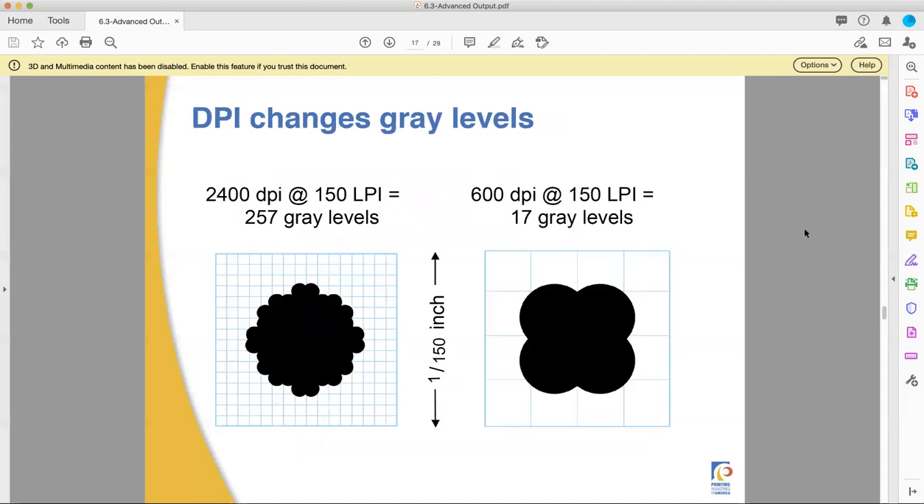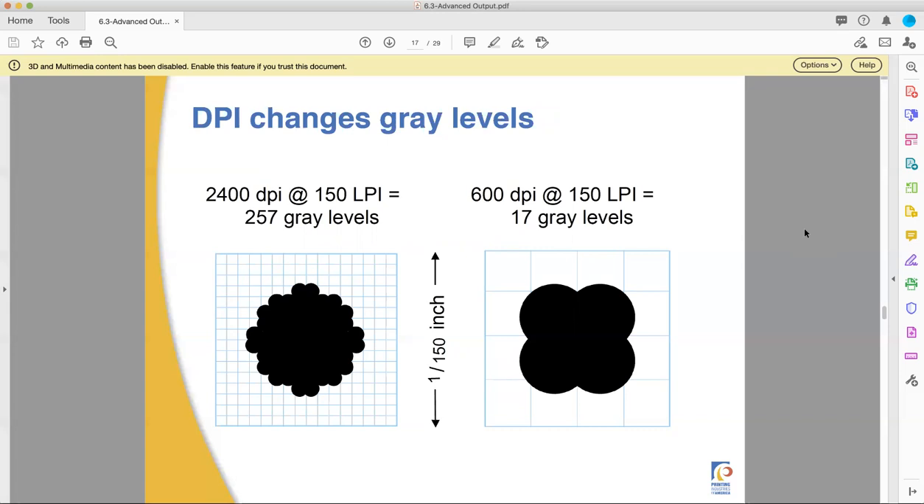So DPI does change your gray levels. Here's a picture of what we were talking about. We're going to 150 lines per inch no matter what, so both these things are scaled to the same size. Assume that it's 1/150th of an inch for the overall square in which the grid is contained.